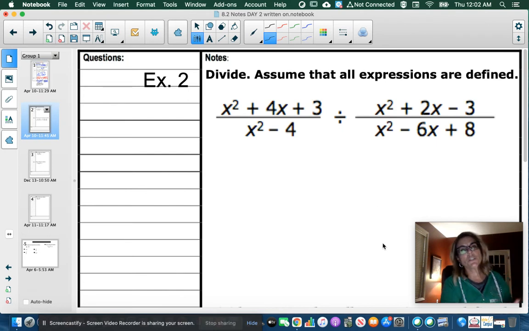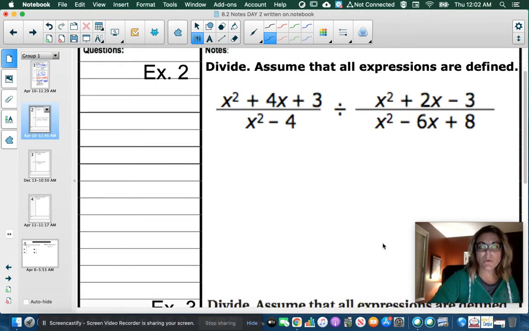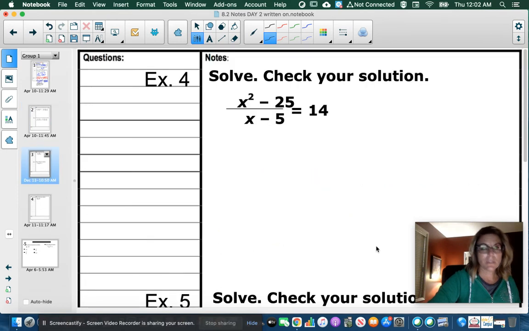Example 2, we're going to do in class along with example 3. And now we're going to go to example 4.